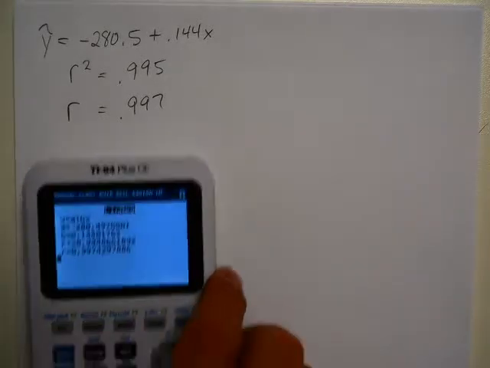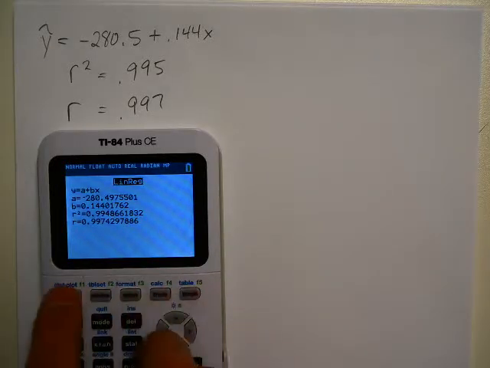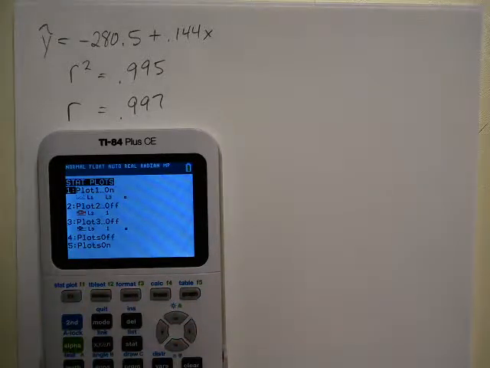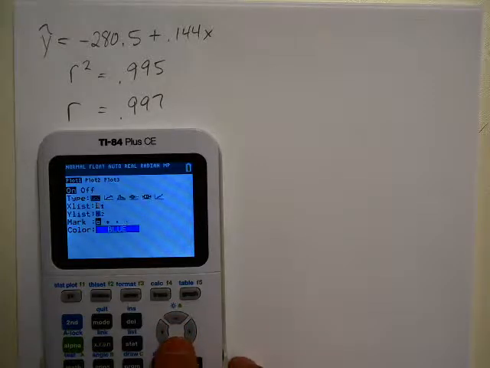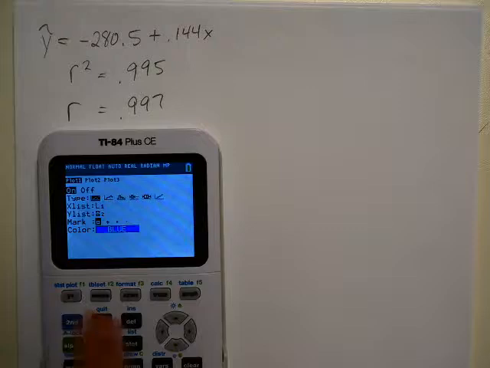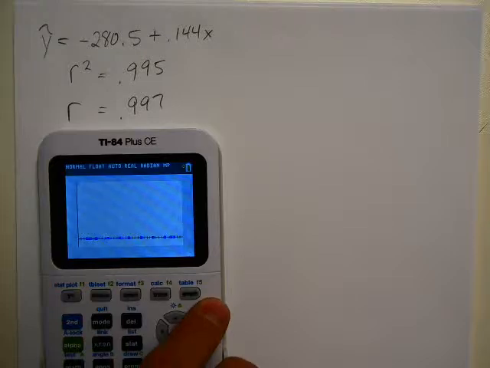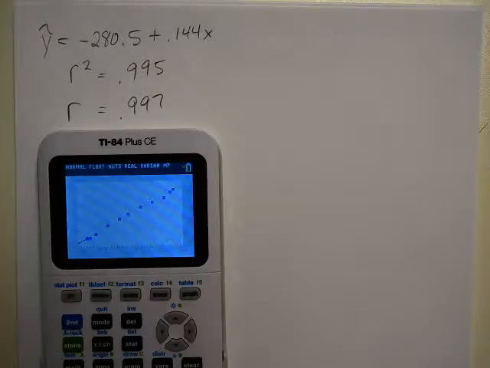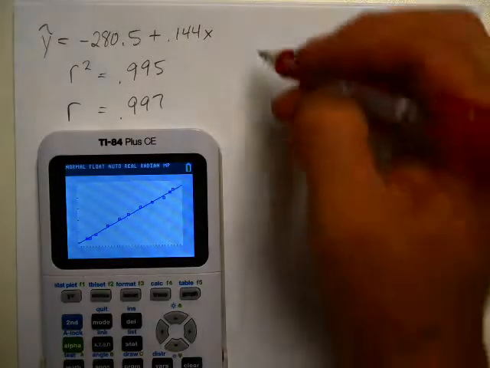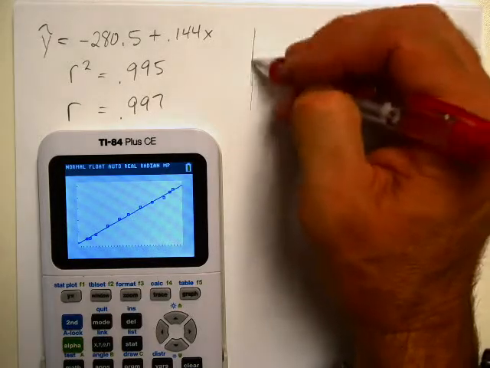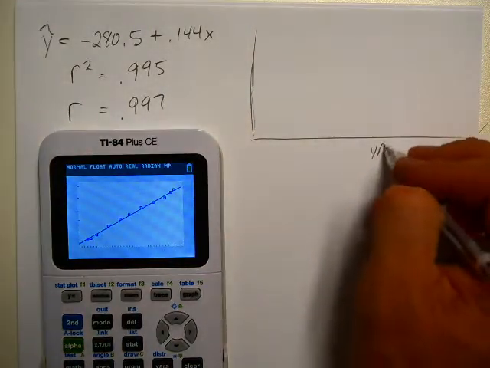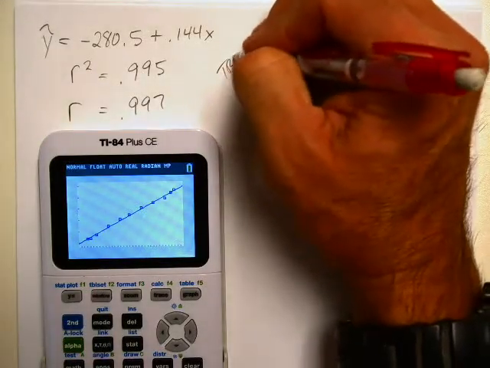So let's have a look. Oops, I need to go into my stat plot. I do need to change L2 to L3. And then we'll graph that guy. That doesn't look right. We'll zoom 9 that. There we go. We have an almost perfectly linear transformation. So now what we have is years and transistors.